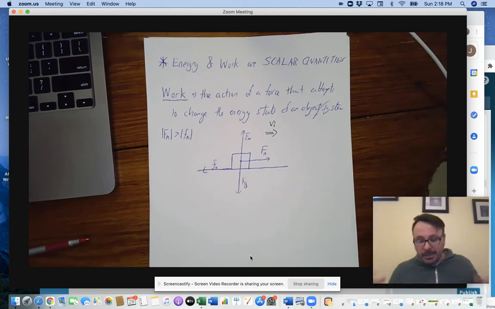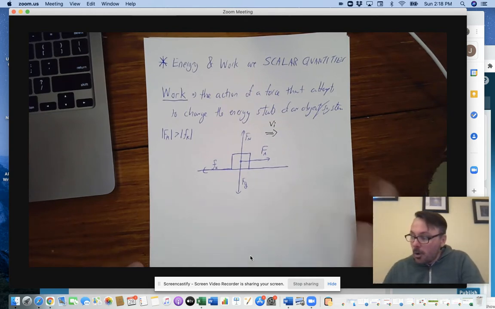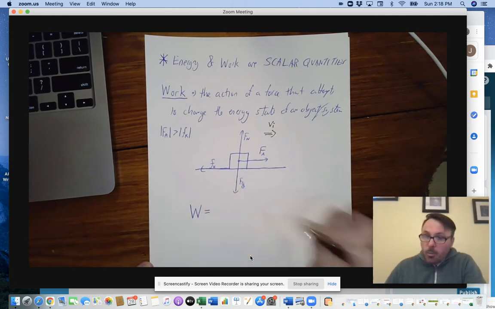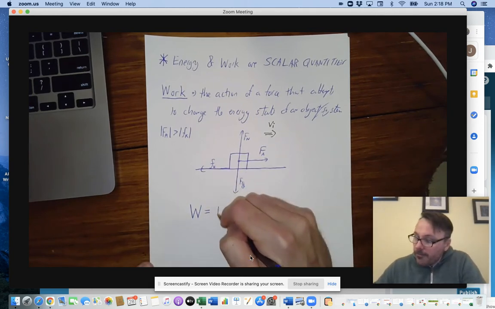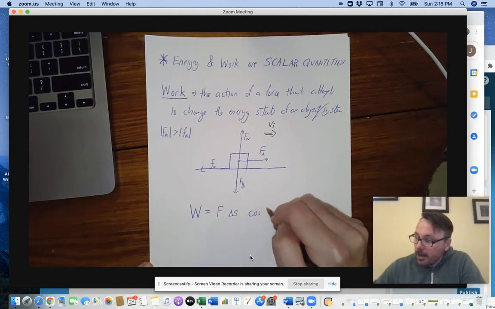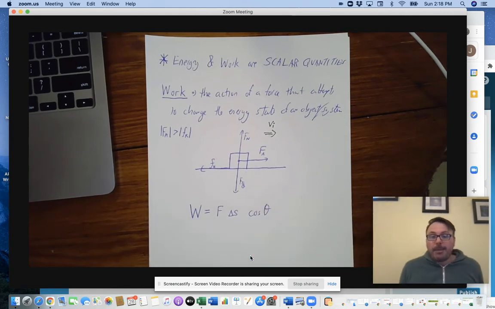So with all that being said, how is it that we calculate work? How is it that we look at what's going on? Well, let's go to what I hope you learned last year. Hopefully you learned last year that the equation for work was that work was equal to force times displacement times the cosine of theta.